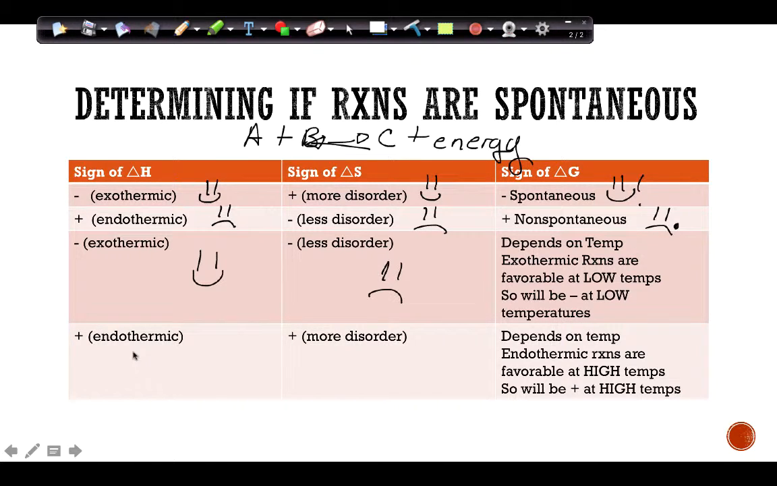All right, so let's look at this one, endothermic. Well, we don't like that. We don't like having to put energy into things. Oh, but we do like when it becomes more chaotic. So again, it's going to depend on the temperature. So in an endothermic reaction, energy is a reactant. So that means that if I add energy to it, I'm going to produce more and more products, which I like. So if we have an endothermic reaction, those are favorable at high temperatures. So my reaction will be spontaneous at high temperatures here.